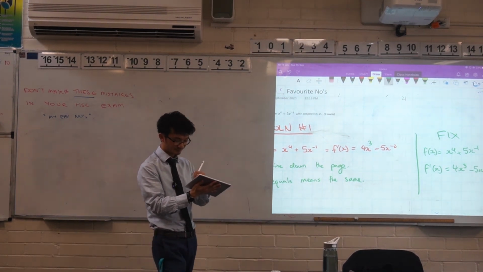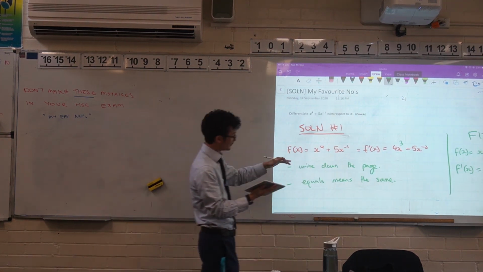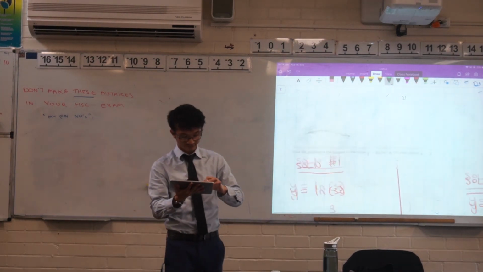All right. So that's the first thing. Making sure you're writing down the page and use equals for things that are identical. They have to be the same. Okay? All right, here's the next one.